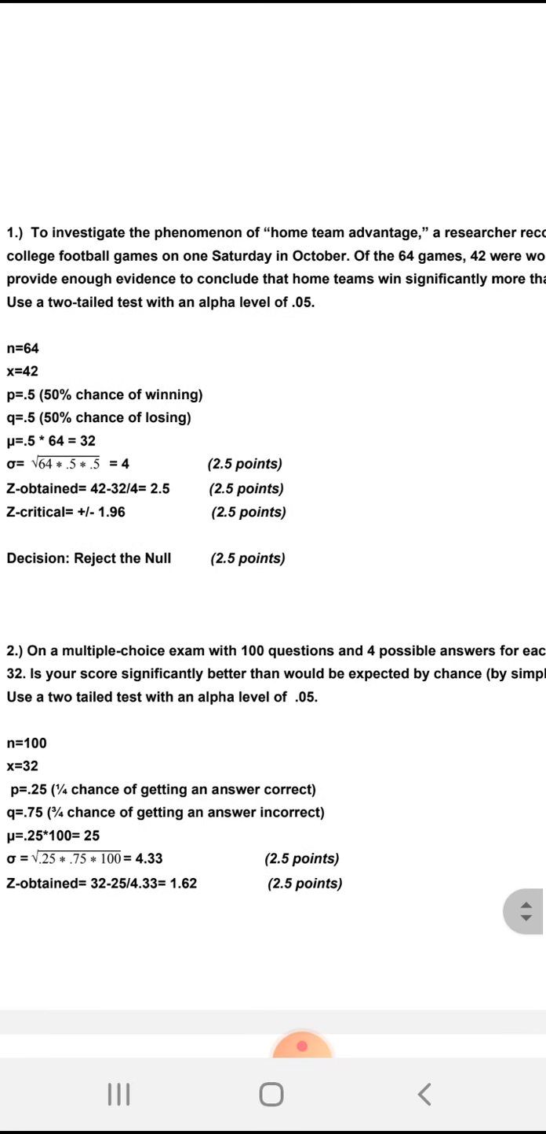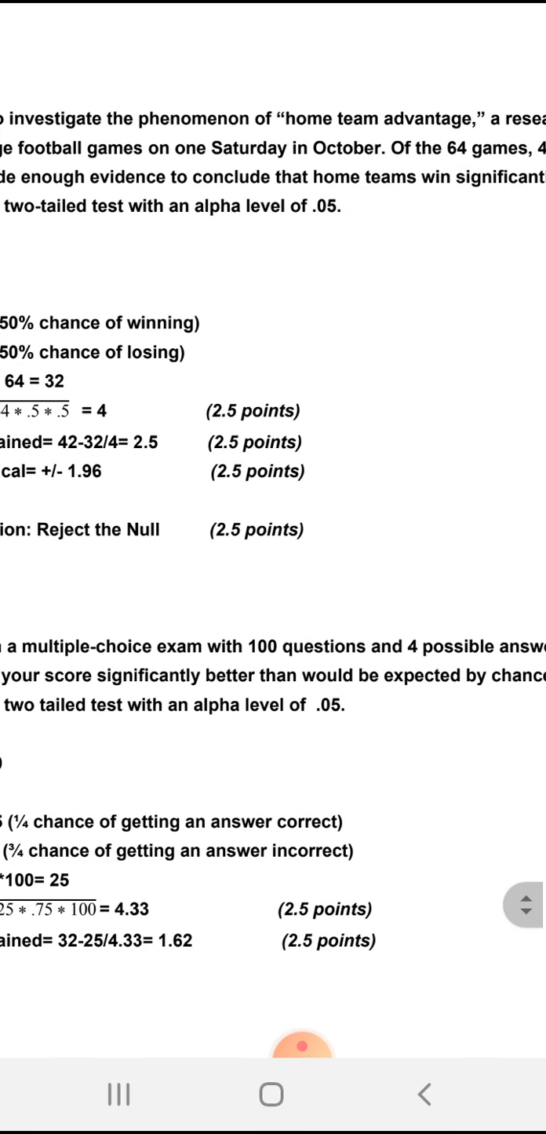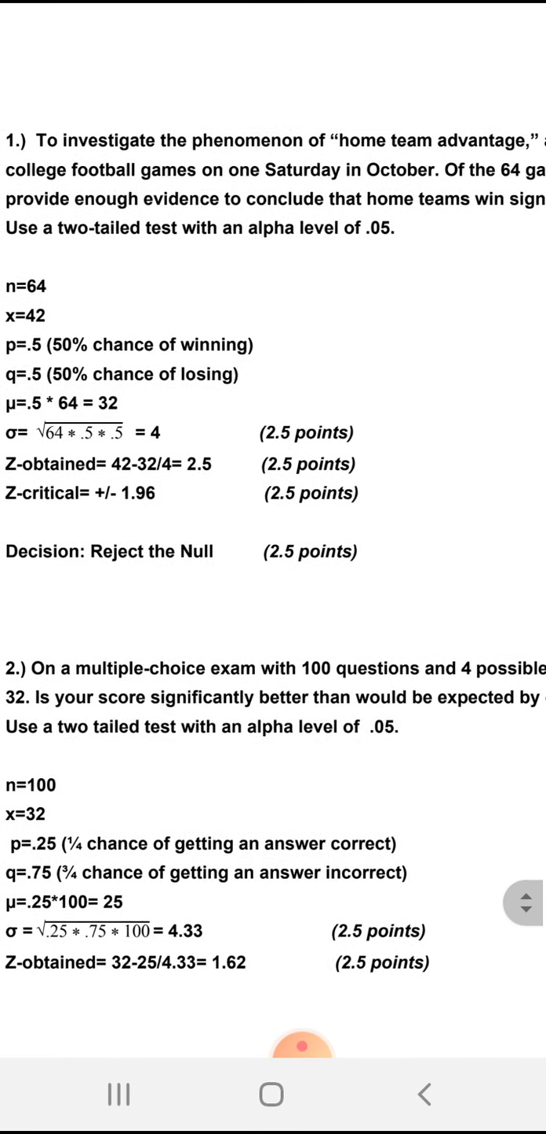Use a two-tailed test with an alpha level of 0.05. Now, if you go back to the lesson for this, you'll see that there are only two critical values that we'll be looking at. If we're looking at a critical value of 0.05, it will be 1.96. And if we're looking at the critical value of 0.01, it will be 2.58. Both are plus or minus: plus or minus 1.96, plus or minus 2.58.